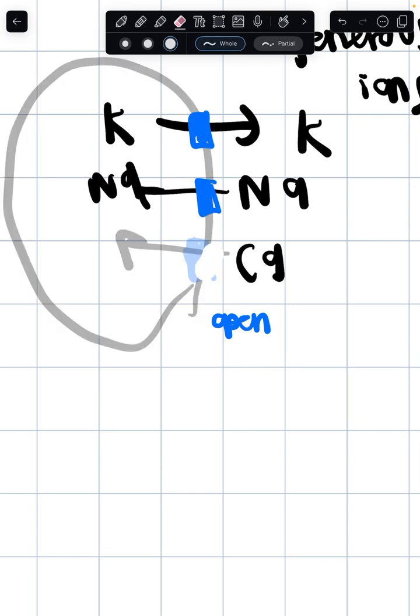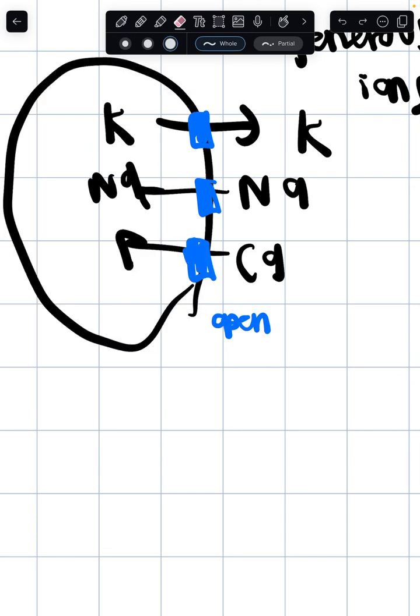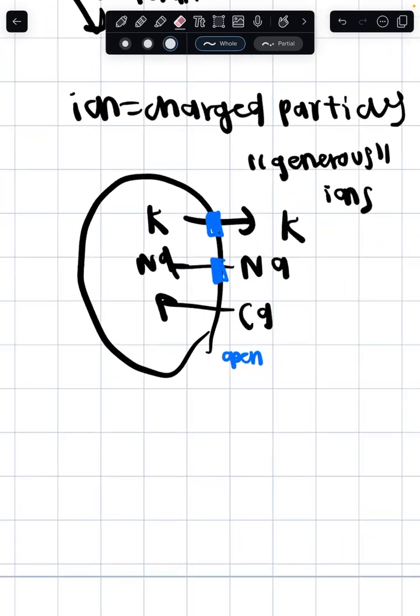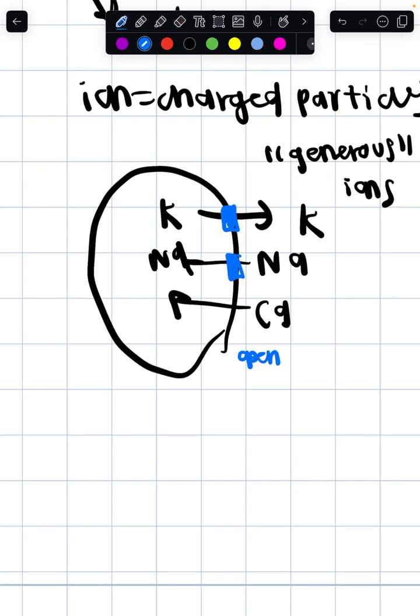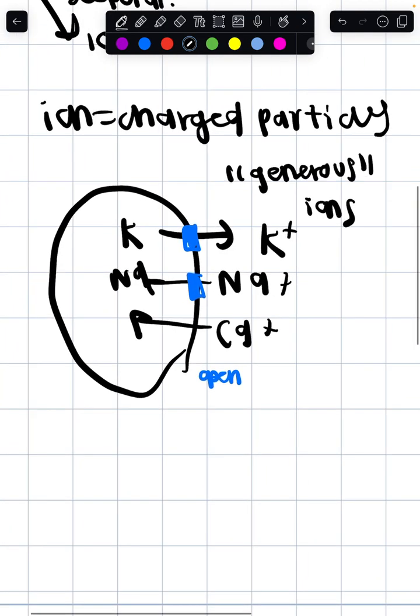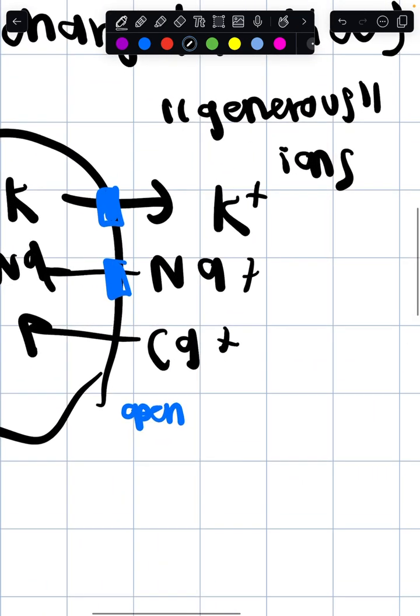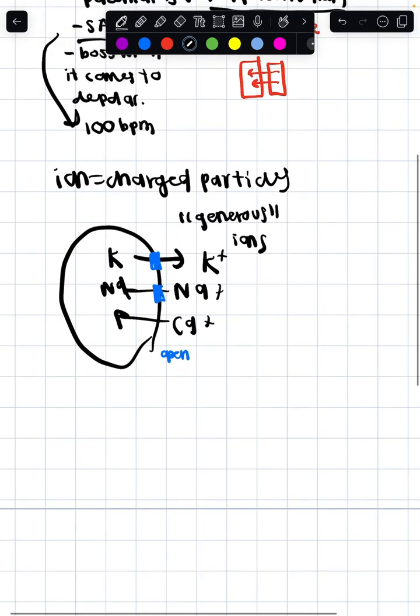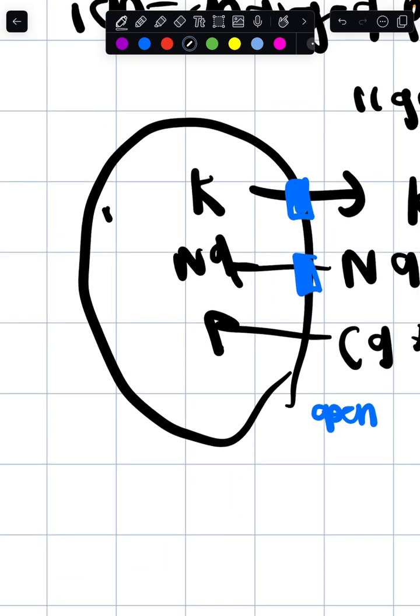So if we remove this gate, I didn't mean to remove all of that. If we remove this gate, then calcium can flow in. And this is changing whether this is negative or positive, right? Because these ions have charge. They happen to all be positive. And because we are keeping more of our positive ions outside of the cell, we are relatively negatively charged on the inside of the cell of our heart.